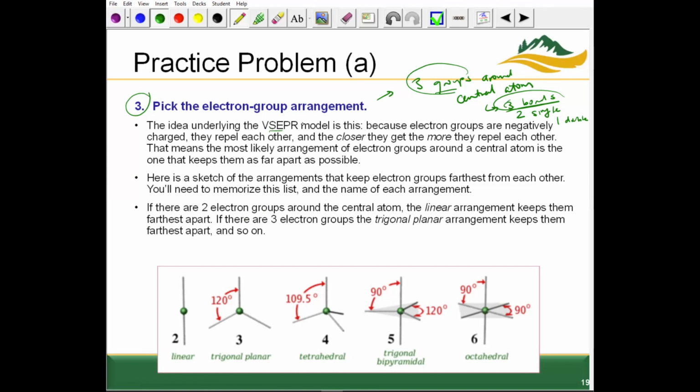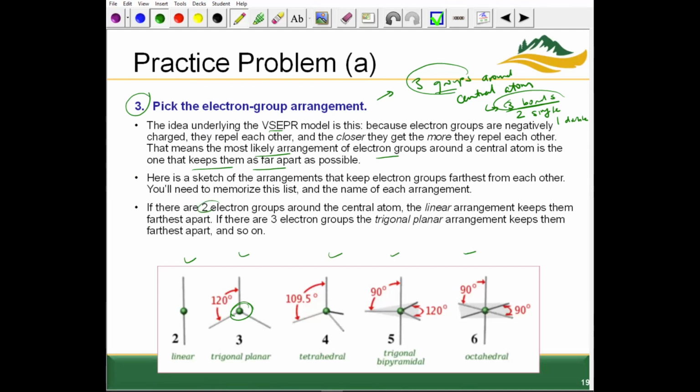We know from VSEPR that the 3 negatively charged regions of electron density, either in bonds or lone pairs, will repel one another. Negative charges don't want to be near one another. Those groups will spread out as much as possible around the central atom. So the most likely arrangement of electron groups around a central atom is one that keeps those groups as far apart as possible. These are the groups we looked at in the last few slides.